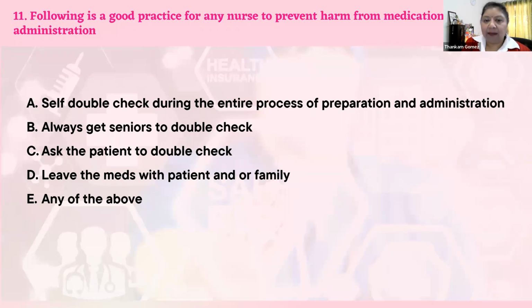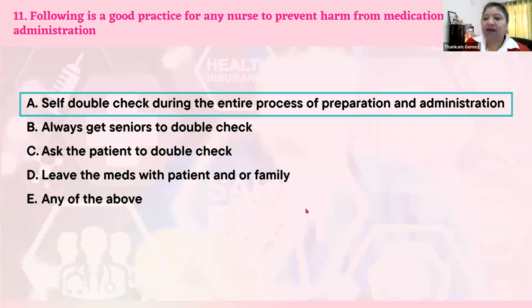Very good. I am getting some correct answers, A. If you are a nursing student, obviously, and you will only be doing this under supervision, you will always get seniors. Otherwise, once you become a practicing nurse, you don't get seniors to double check for all your medication. High risk medications are to be double checked. Otherwise, always follow this practice of self double checking.